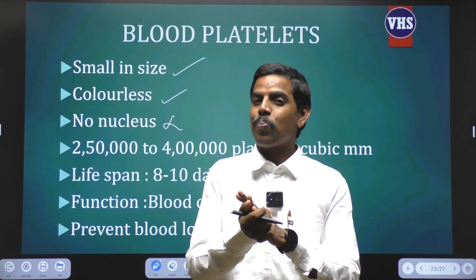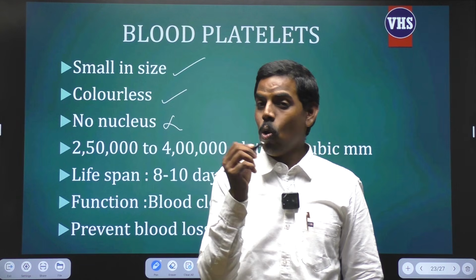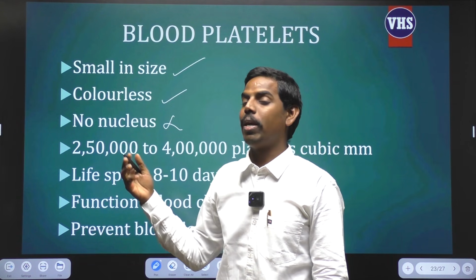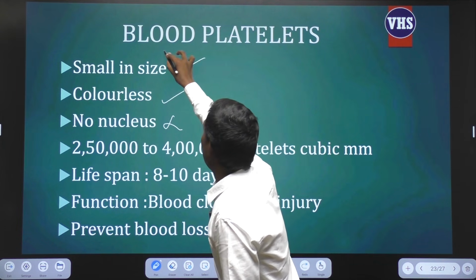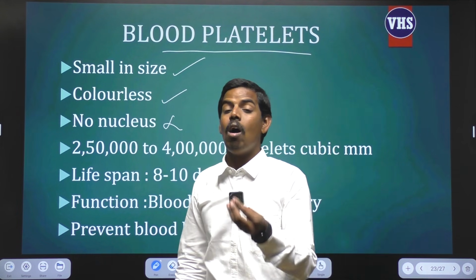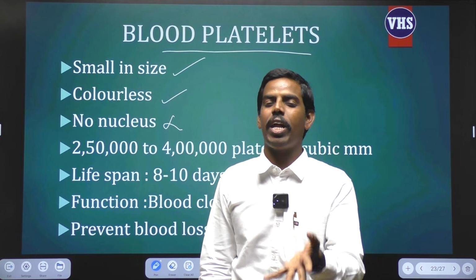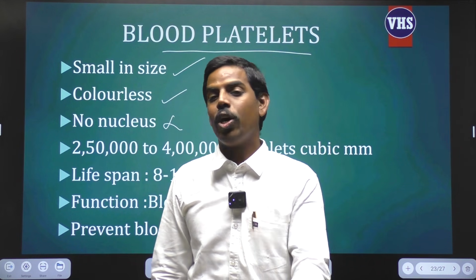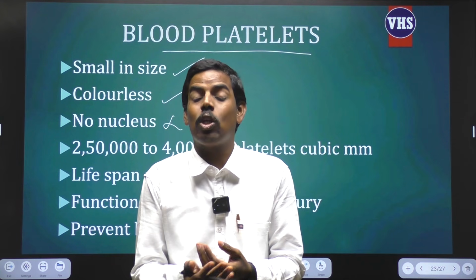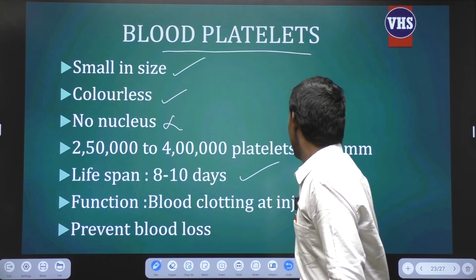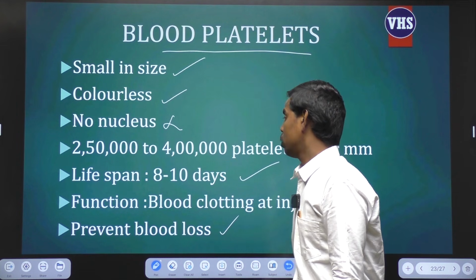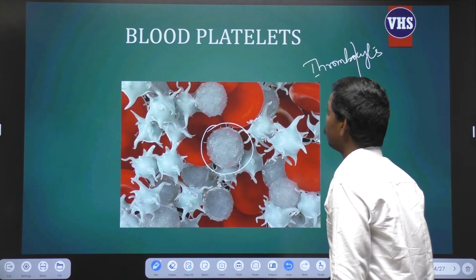Okay, in the human body, 2,50,000 to 4 lakh cells are present per microliter. Which cells are those? Blood platelets or thrombocytes. Next one, lifespan of blood platelets is 8 to 10 days. How many days? 8 to 10 days. Next thing, the function: it is involved in the blood clotting and preventing the blood loss.